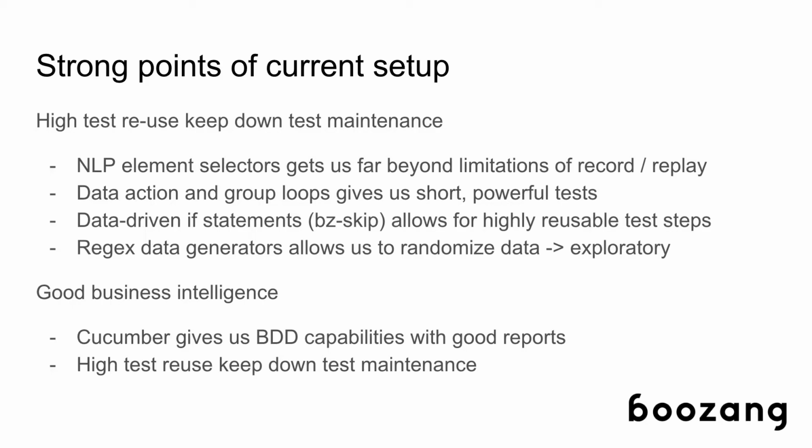And then we also use regular expression data generators, that allows us to say the alcohol percentage should be randomized between this and this, the name should be randomized between this and this, and maybe the beer type should be alt beer or this or that. And that way we get some exploratory testing too, where we select different things in the application every time we run the tests. And then I think you've seen our reports, because we use Cucumber, it's open source and we get a really good report from Cucumber.